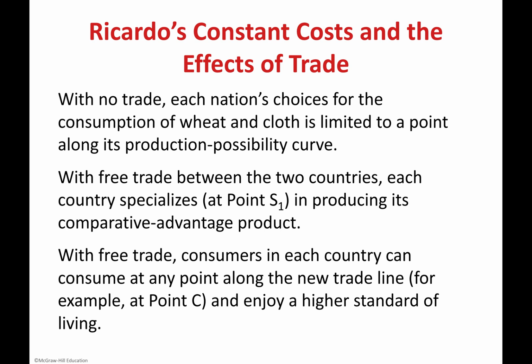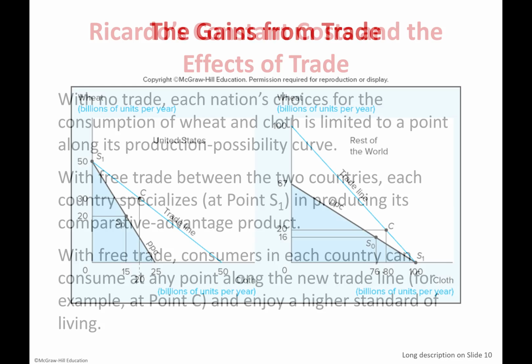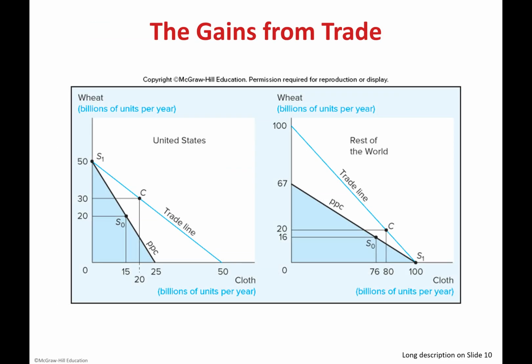So let's go back to this slide here. With free trade, what's going to happen is that consumers in each country can consume at any point along a new trade line, for example, point C, and enjoy a higher standard of living. So how do we get to this trade line? Well, what we assume is what Ricardo said would happen. Under trade, we're going to try and produce the good in which we have the lowest opportunity cost. So we give up less of the other good to produce that good.